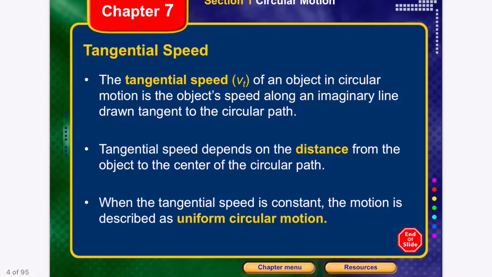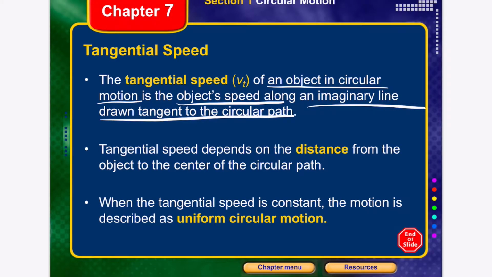So let's start with tangential speed. The tangential speed of an object in circular motion is basically the object's speed along the imaginary line drawn tangent to the circular path. Tangential speed depends on the distance from the object to the center of the circular path. And when the tangential speed is constant, we call that uniform circular motion.